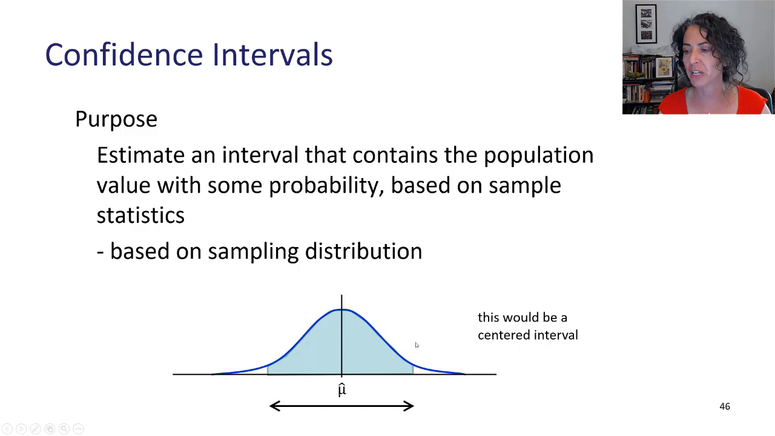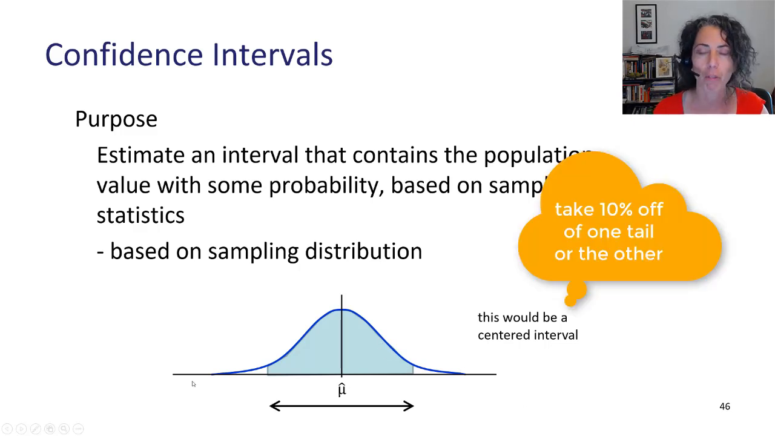So I could knock 5% off of either tail of this distribution to leave 90% in the middle, and that gives me an interval that spans a 90% likelihood. Right, so that's how confidence intervals work. Now, what I just described would be what's called a centered confidence interval. So I took 5% off of either tail to leave 90% in the middle. There's also one-sided intervals where we would take 10% off of one tail and leave all the rest in the other direction. And we might see some of those this week.